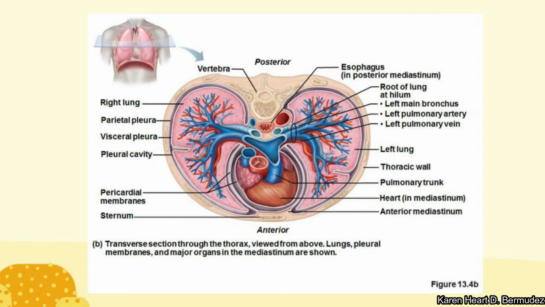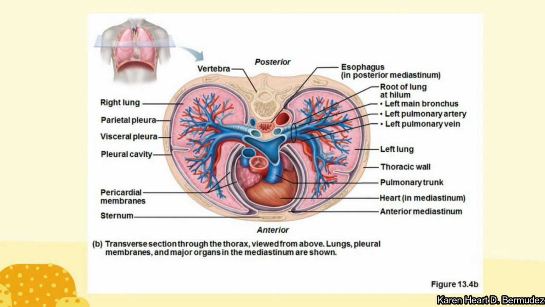Next is the right lung. The right lung has both more lobes and segments than the left. It is divided into three lobes: an upper, middle, and a lower lobe by two fissures, one oblique and one horizontal. Then we have the parietal pleura, visceral pleura, and pleural cavity, which I just discussed earlier. The pericardium is the membrane that encloses the heart and the roots of the major heart vessels, consisting of an outer fibrous layer or fibrous pericardium and an inner double serous membrane layer or serous pericardium.